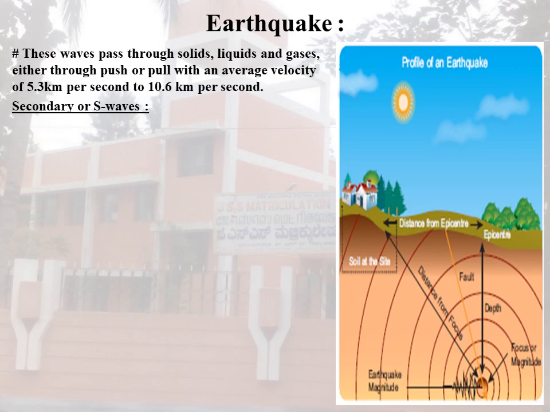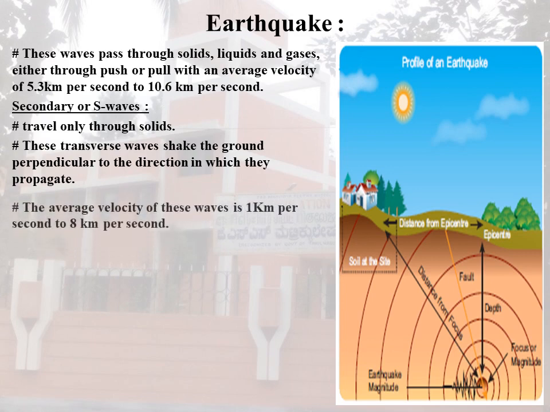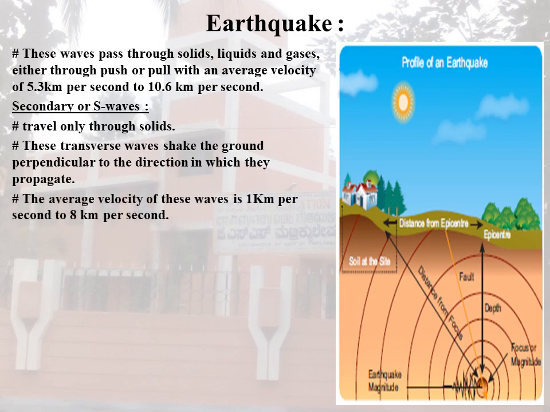The second one is secondary or S waves. These S waves travel only through solid materials. These transverse waves shake the ground perpendicular to the direction in which they propagate. The average velocity of these waves is 1 km per second to 8 km per second.